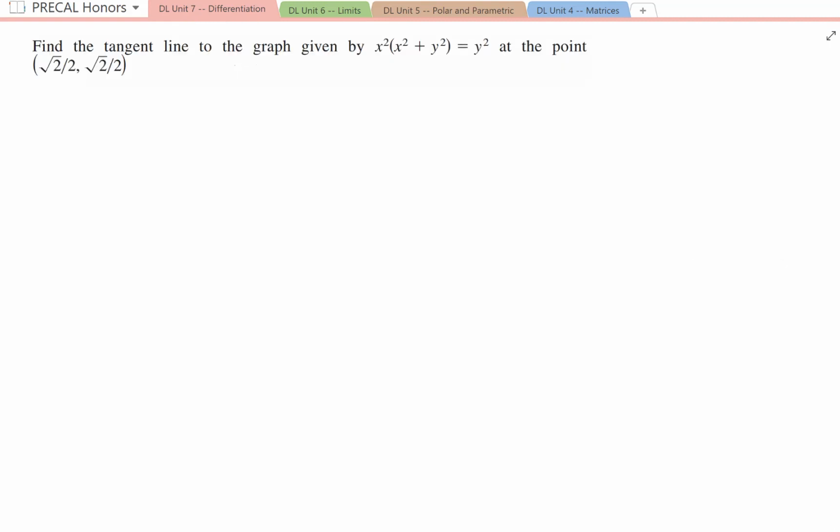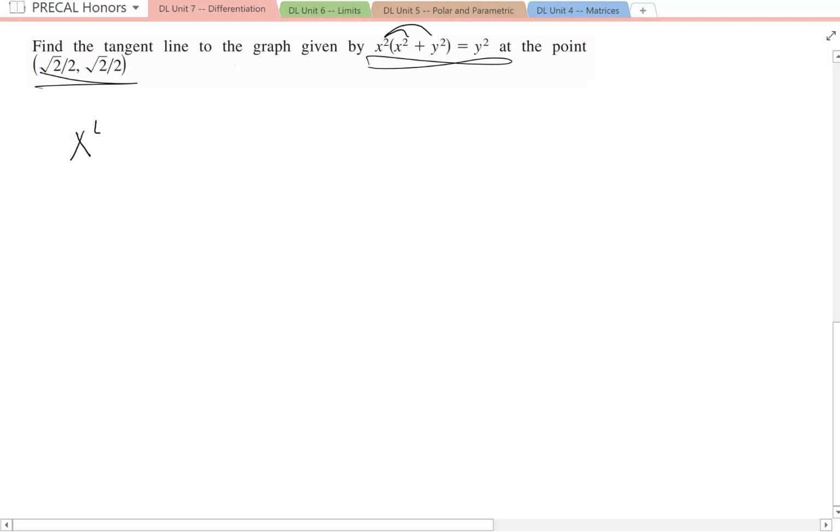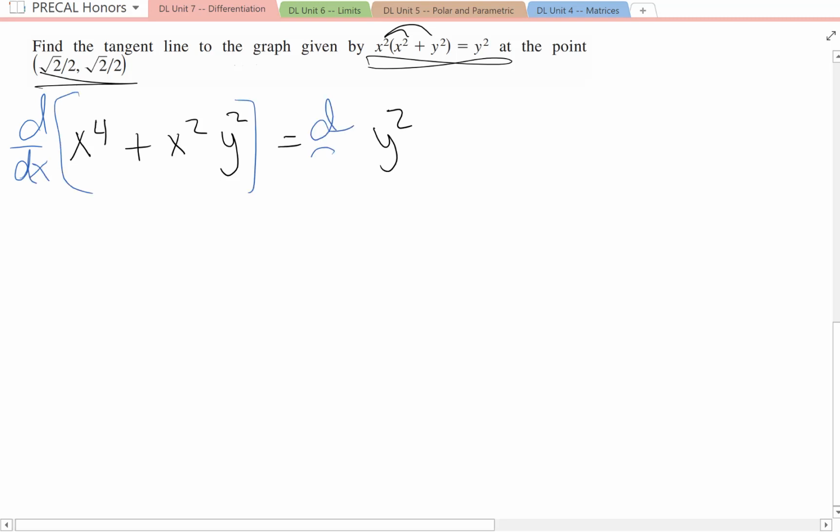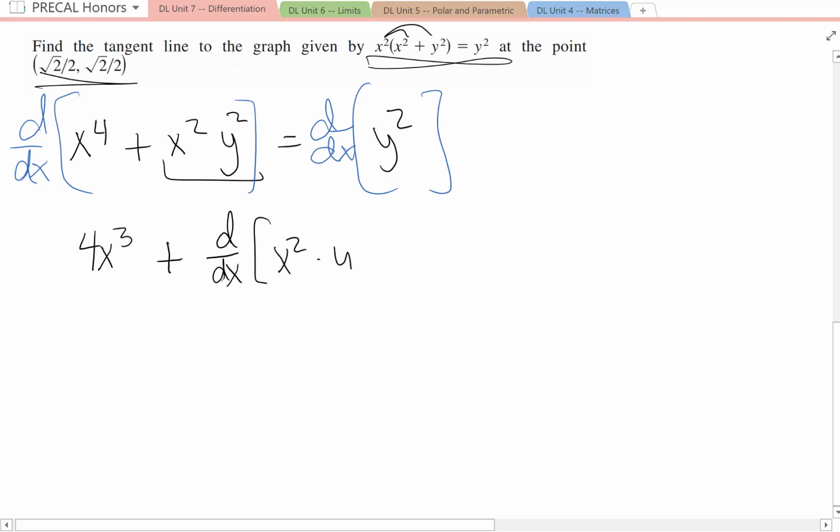Find the tangent line to the graph given this equation and this point. First of all, I think distributing will make my life easier, so x to the fourth plus x squared y squared is equal to y squared. Now I will take the derivative with respect to x of both sides of this equation. The derivative of x to the fourth is 4x cubed plus, this will require the product rule. So I will write it as derivative of x squared times y squared, and then derive it in the next step. And the derivative of y squared is 2y times dy dx.